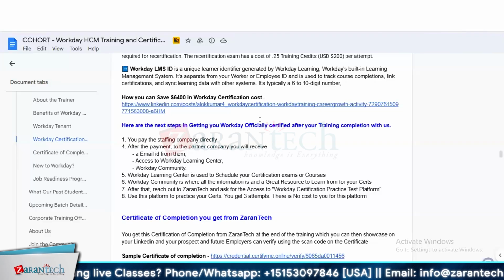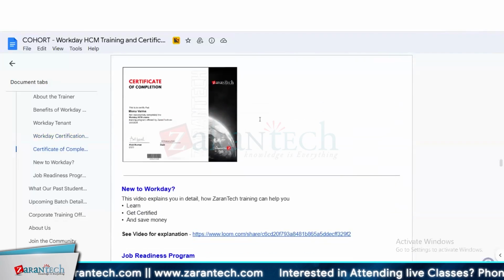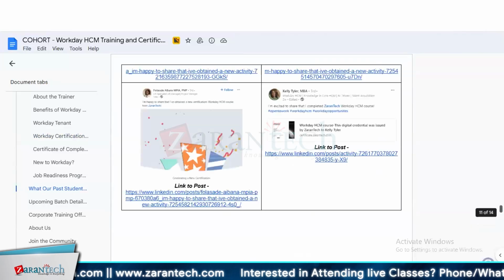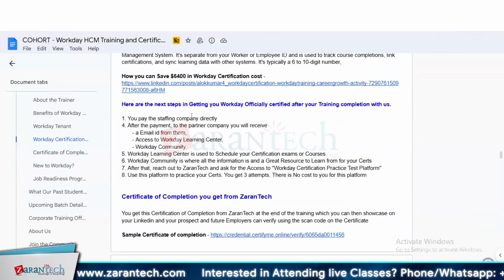As we know, Workday certification is possible through a Workday partner company. The process was simple: you have to get a job at an organization directly associated with Workday, and after working there for a certain period of time, you apply for the certification by referring to your managers, where the company has to sponsor you. But this is a certificate, right? One second. So, here are the next steps in getting you Workday officially certified after you complete your training with us.